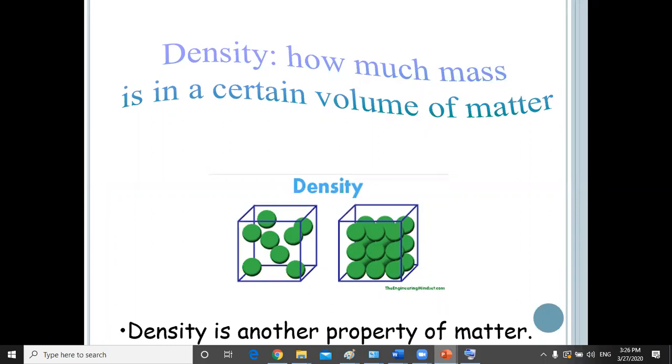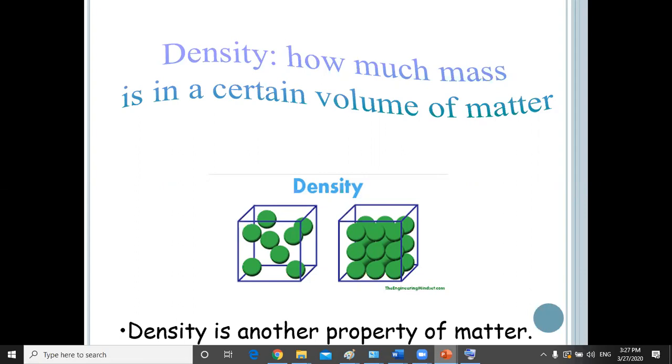Repeat after me, please. Density. Look at these two cubes. Did you see them? Which one is more dense than the other? Great job, excellent. The second one is more dense than the first one because we have more particles than the first one. So the second one is heavier than the first one.